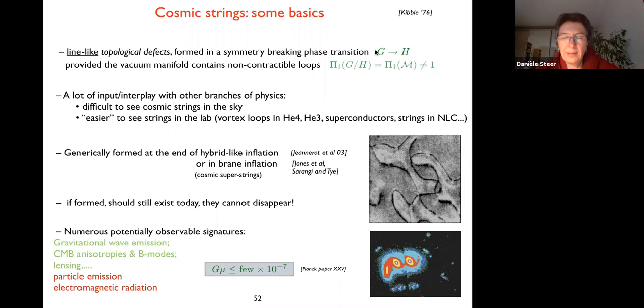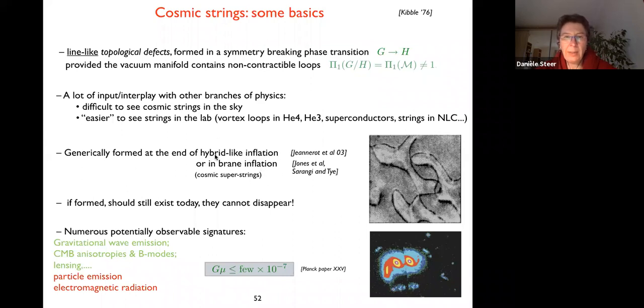So what do we have in mind, indeed, in the early universe? We have in mind strings which are formed in a symmetry breaking phase transition. And there are different ones that you could have. You could be talking about grand unification, right? At about 10 to the 16 GeV. Or you could talk about strings formed at the end of, in more extended models, hybrid-like inflation, or you could even talk about brane inflation if you wanted extra dimensions.